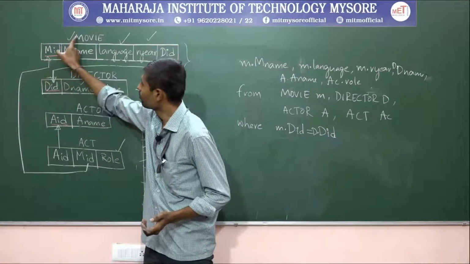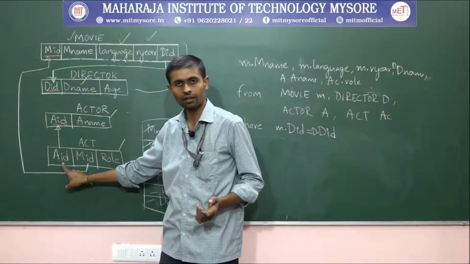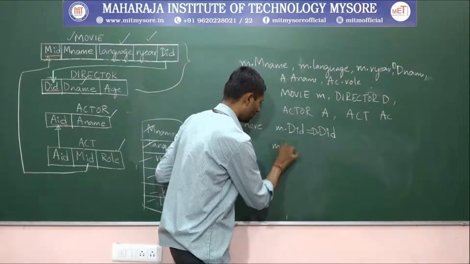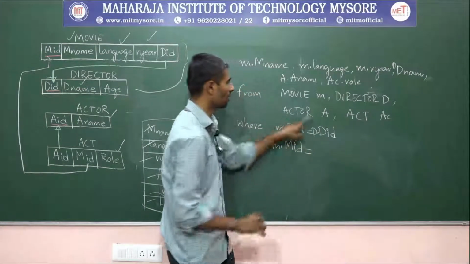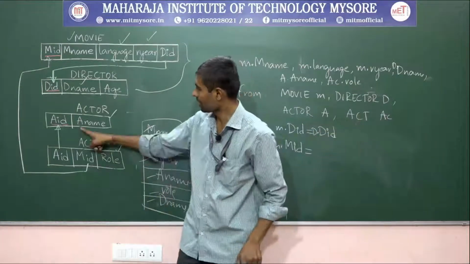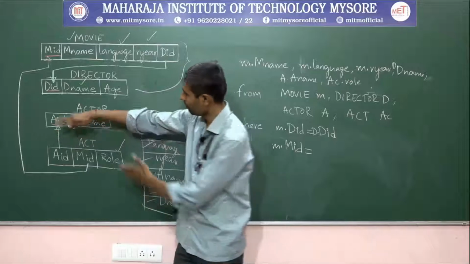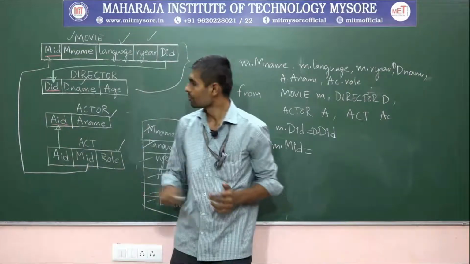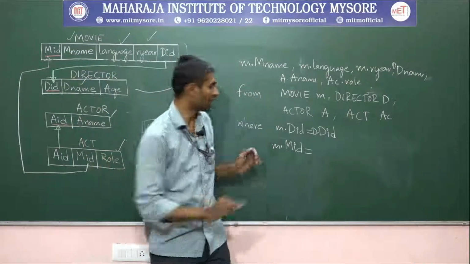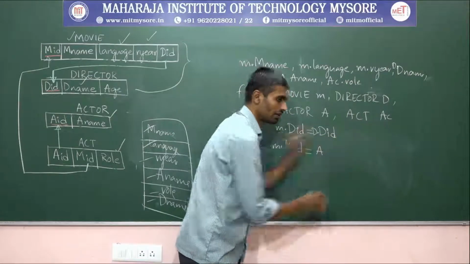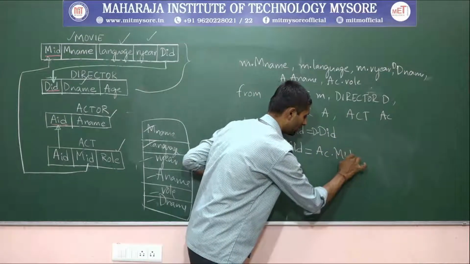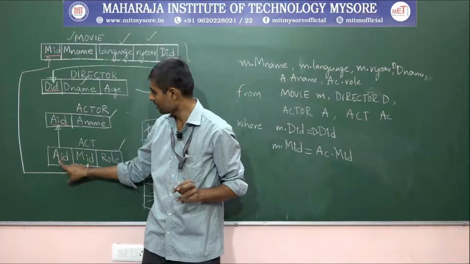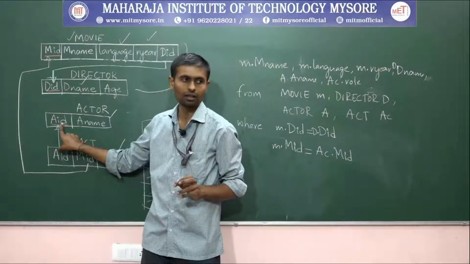So what next is to be done? Movie.mid should be equal to act.mid. Movie means M, so M.mid should be equal to what? Act, not actor, because movie cannot connect directly. Is there a direct relationship between actor and movie? There's no direct relation, it's an indirect relation, right? Like this. So for that, movie.mid with act.mid. Act means AC.mid. Fine. I'll get the role with the actor ID, but I want to know their names. How can I get that? Act.aid should be equal to actor.aid.